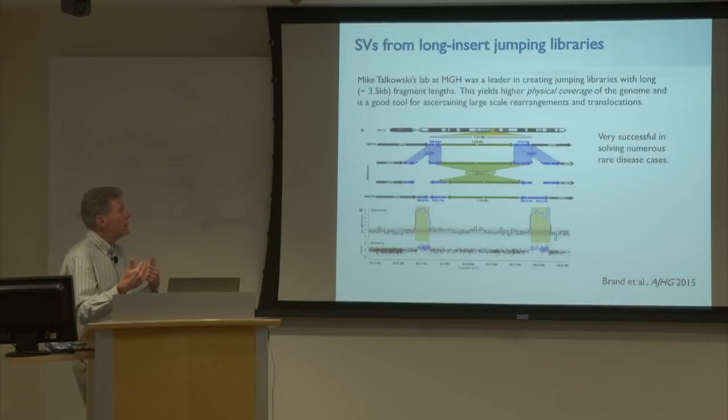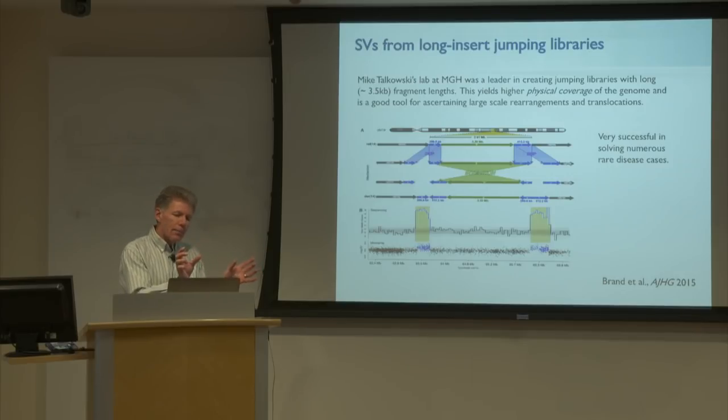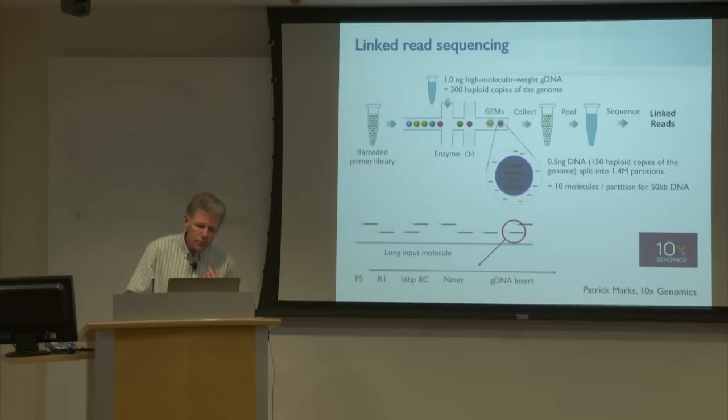So with these long jumping libraries, as they're often called, what you get is very long pairwise connectivity. So it's very good for finding these rearrangements. And at the same cost of sequencing, you can get a lot more power to find large, complex rearrangements. The Talkowski lab has been real leaders in this kind of analysis, and they've been very successful in looking at a lot of structural variation in rare disease cases.